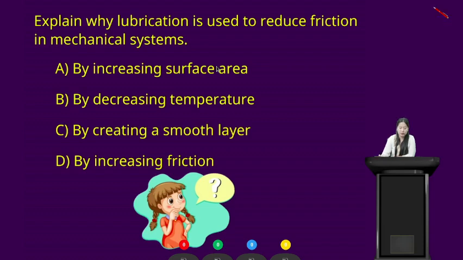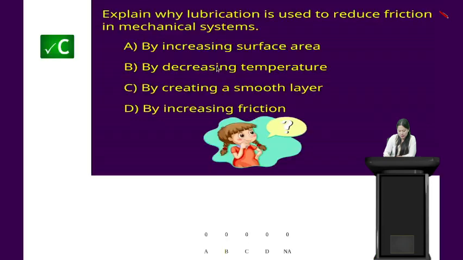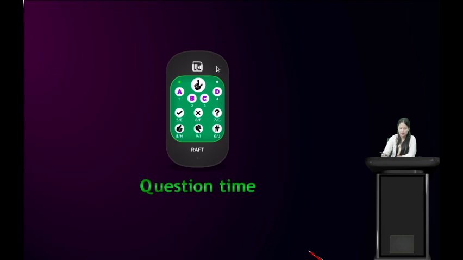Alright, students, your time is up, and yes, very good. The correct answer is option C, that is by creating a smooth layer. By creating a smooth layer, lubrication reduces friction in mechanical systems. So option C, by creating a smooth layer, is the correct answer. Alright, students, let us proceed.